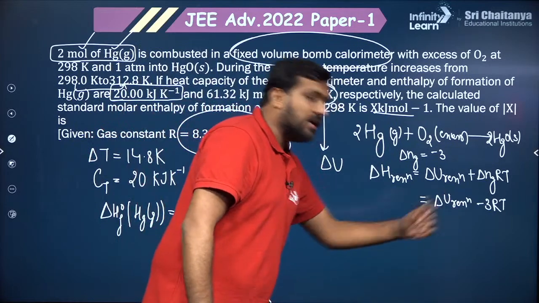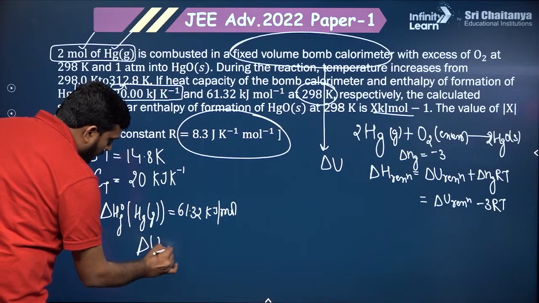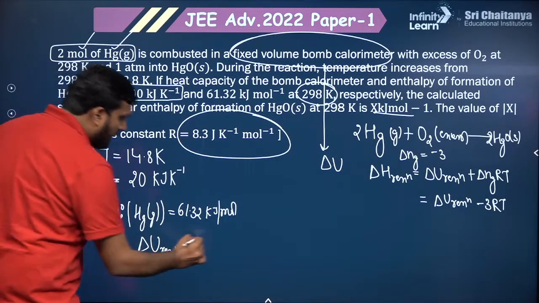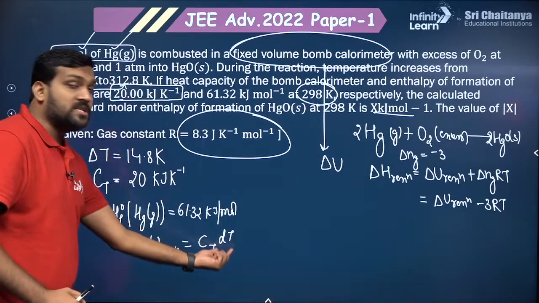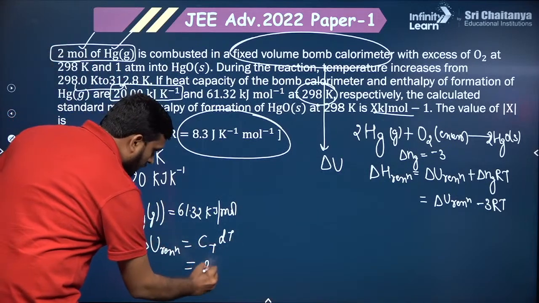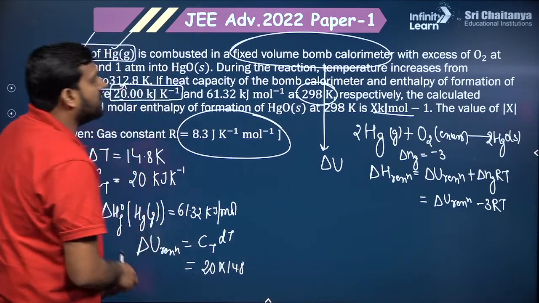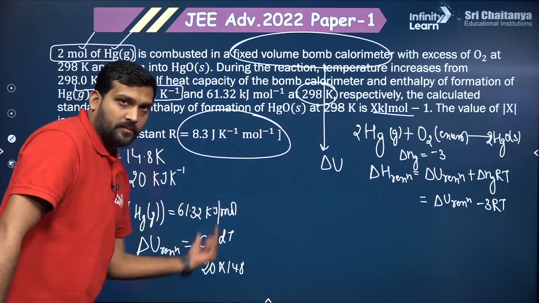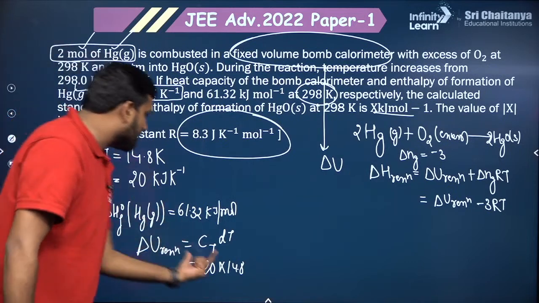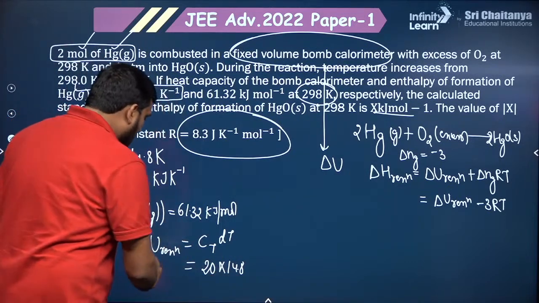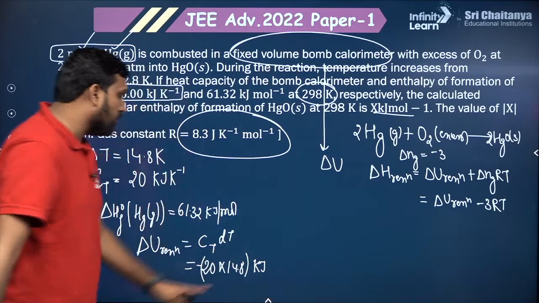Before that we have to calculate the delta U of the reaction. How to calculate that? We know that delta U overall, because here the overall energy is due to the reaction, will be equal to Ct dT, which is the total heat capacity times the change in temperature. So just substitute it and it will be 20 into 14.8, and remember one very important thing is that this is the energy which is releasing, because the temperature has risen. So we can easily say that this is the energy which has been released, so we will be reporting it with the minus sign. So this is the amount of energy involved in the whole reaction.